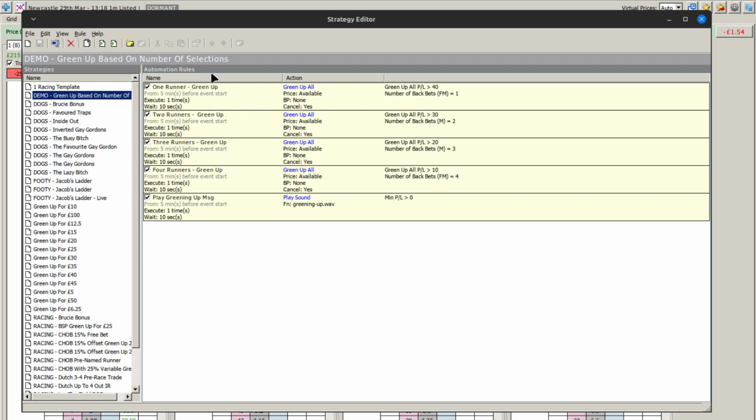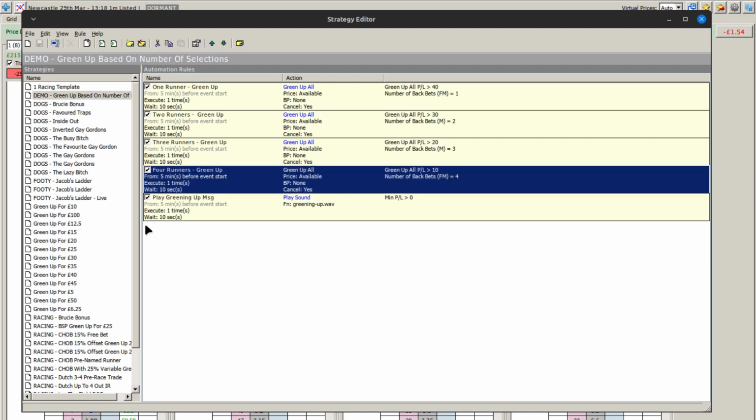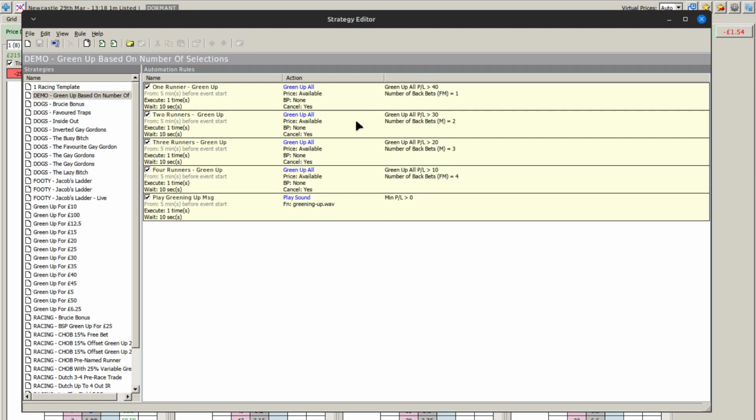You set up 4 different rules, all essentially doing the same thing, except that it's going to green up when it hits the £40 trigger point, 30, 20 and 10. But it's also dependent on the number of matched bets you have. So you submit your Dutch in advance. If you've only got the 1 matched bet, this one will green up. These 3 won't, because those conditions aren't met, and so on. And that's how you would go about it.